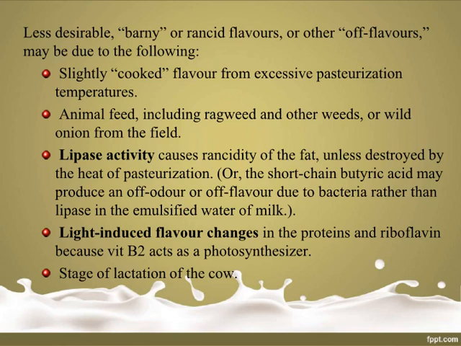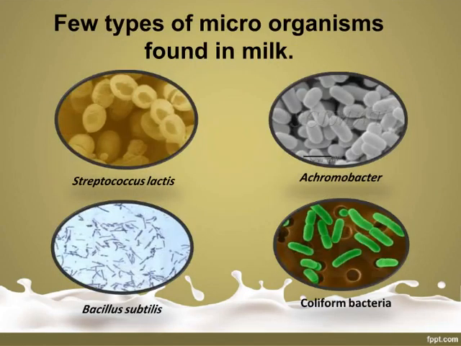Or, the short-chain butyric acid may produce an off odor or off flavor due to bacteria rather than lipase in the emulsified water of milk. Light-induced flavor changes in the proteins and riboflavin, because VB2 acts as a photosensitizer. Stage of lactation of the cow. Few types of microorganisms found in milk: Streptococcus lactis, Achromobacter, Bacillus subtilis, coliform bacteria.